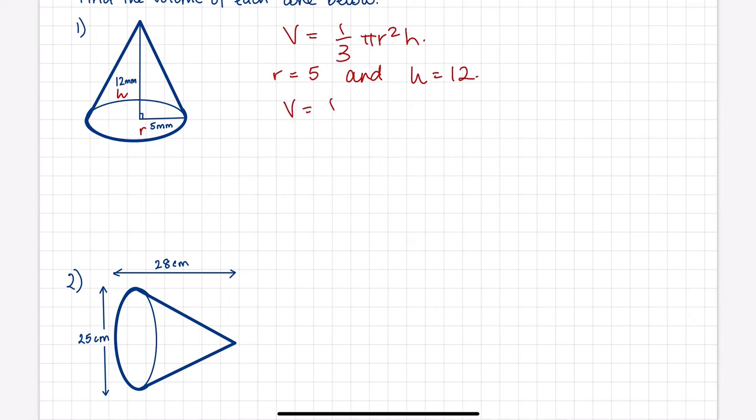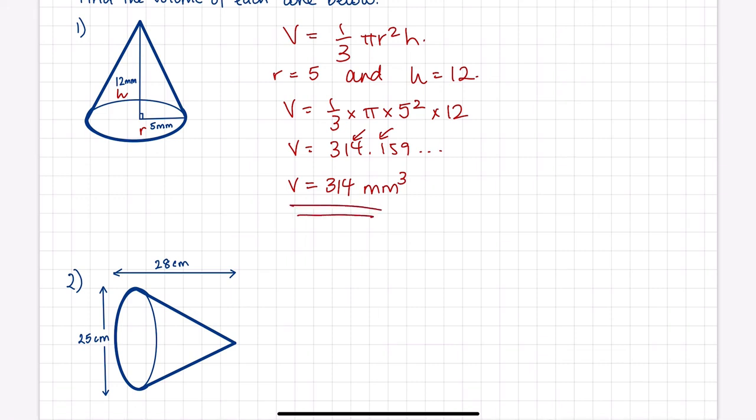So our volume equals a third times pi times radius 5 squared times 12. We put that in the calculator and we see what we get. So 1/3 times pi times 5 squared times 12. Okay, and that is 314.159, etc. And let's leave these answers in whole numbers, so we round this one. So it's going to be 314, and our units will be millimeters cubed because we're working with volume. Okay, so that's the final answer for the first one.